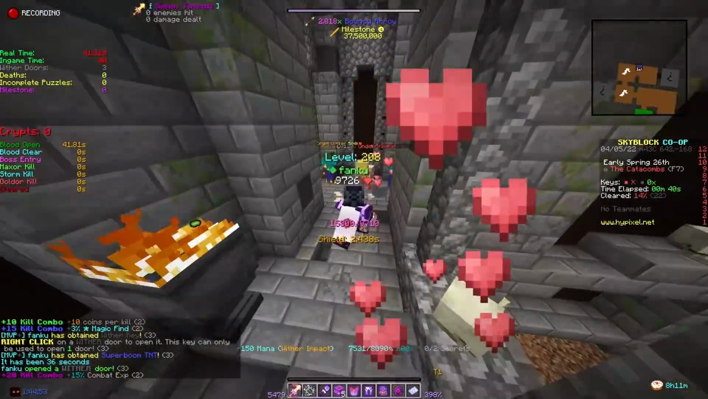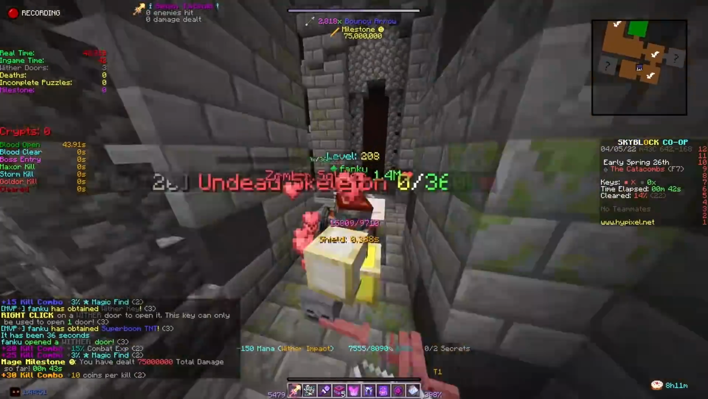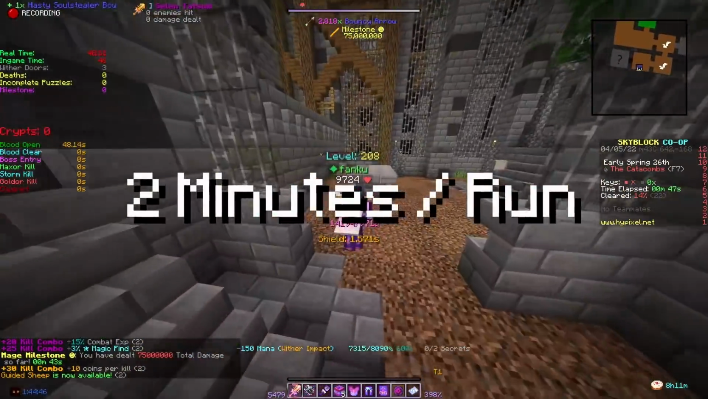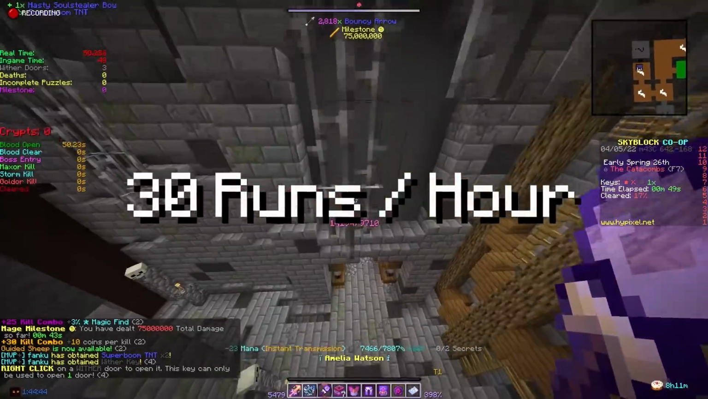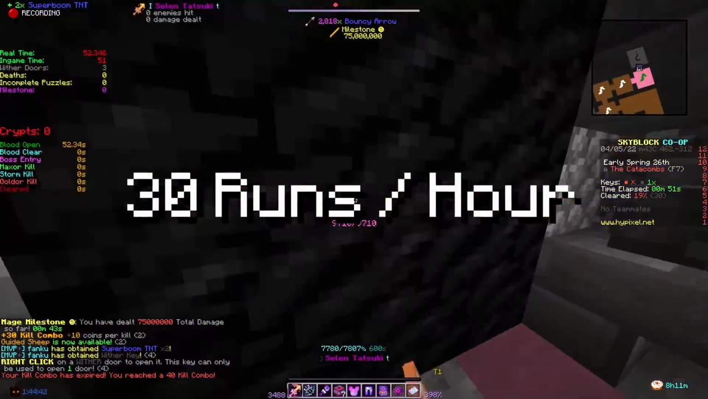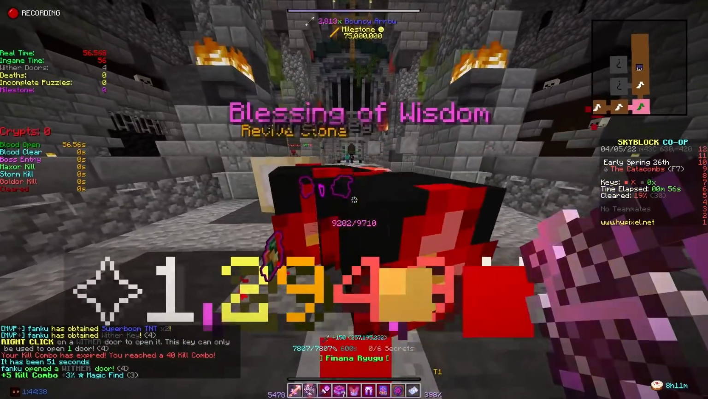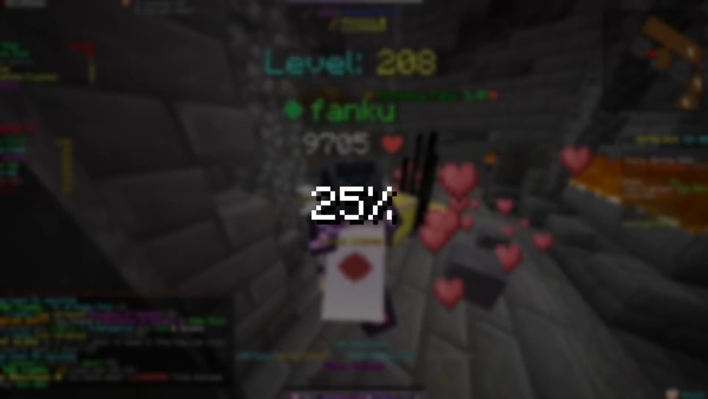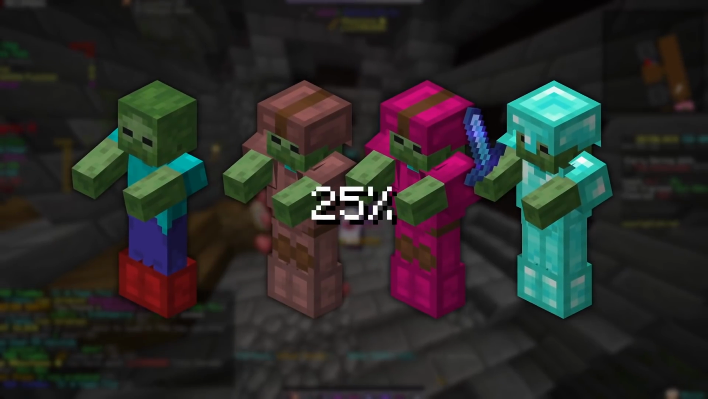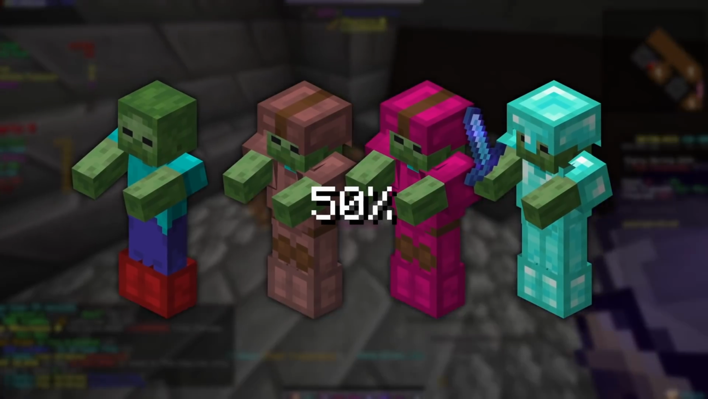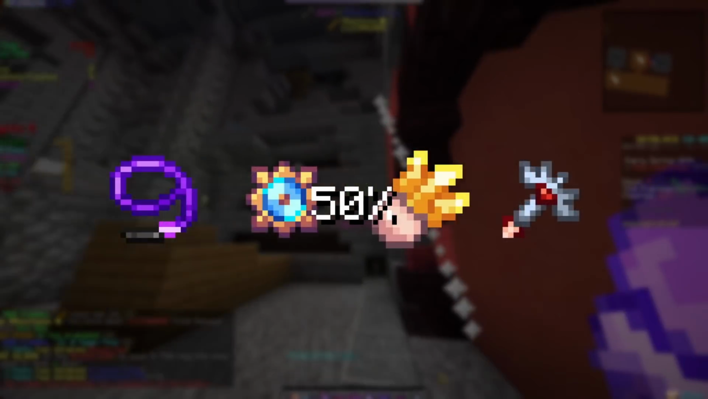Personally for me, including the downtime between runs, it takes me about 2 minutes per run, leaving me with about 30 runs in 1 hour. Now, all we need to do is calculate the amount of profit you would make per run. For any run that you do, you have a 25% chance of spawning any of the giants. And of each of these giants, you have a 50% chance of them actually dropping their fragment.